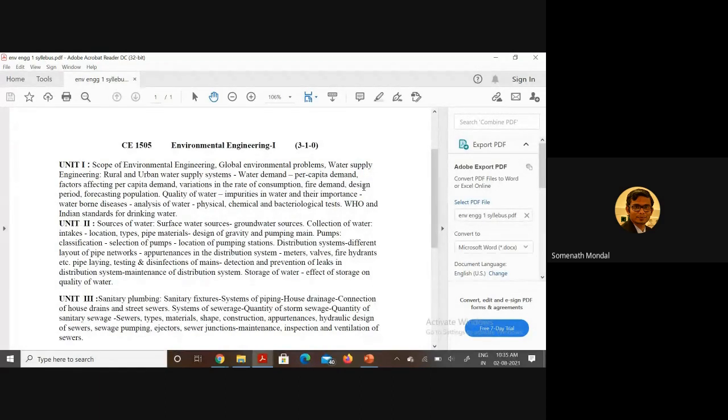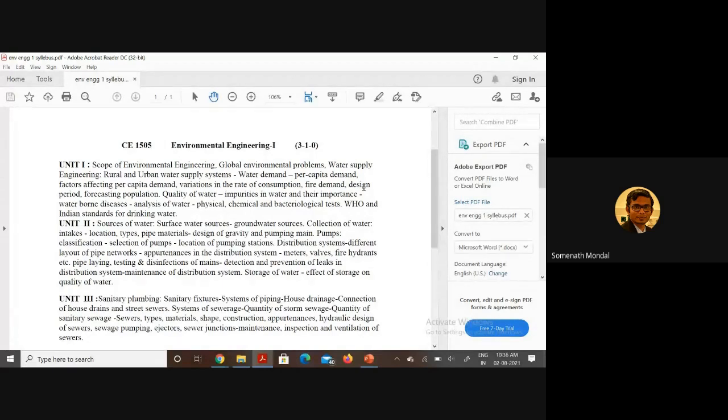So we will study the physical, chemical, and bacteriological characteristics of water, and based on that we will classify water, and understand which type of water needs what type of treatment procedures, and finally what the standards for drinking water are. We have some Indian standards, so we will go through that. At the same time, the World Health Organization has some standards to be followed as far as the quality of drinking water is concerned.